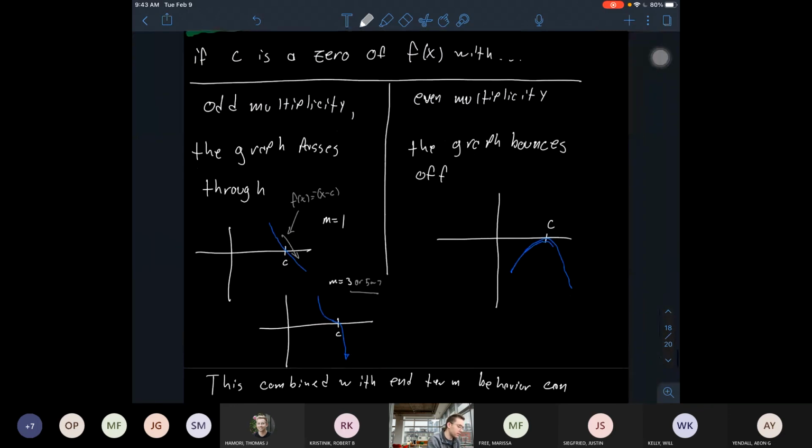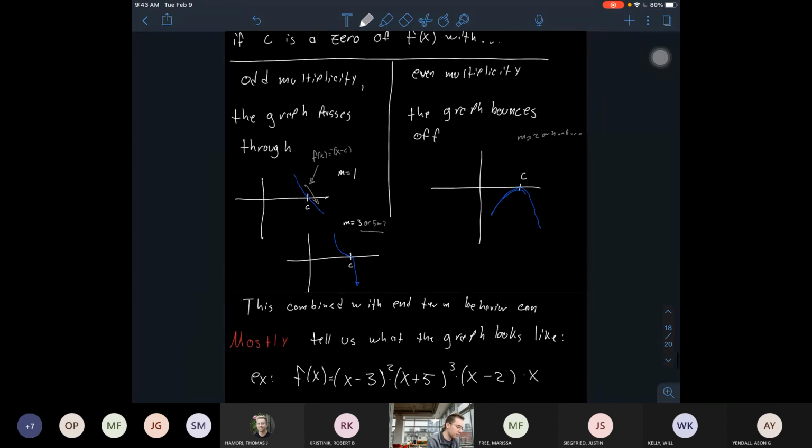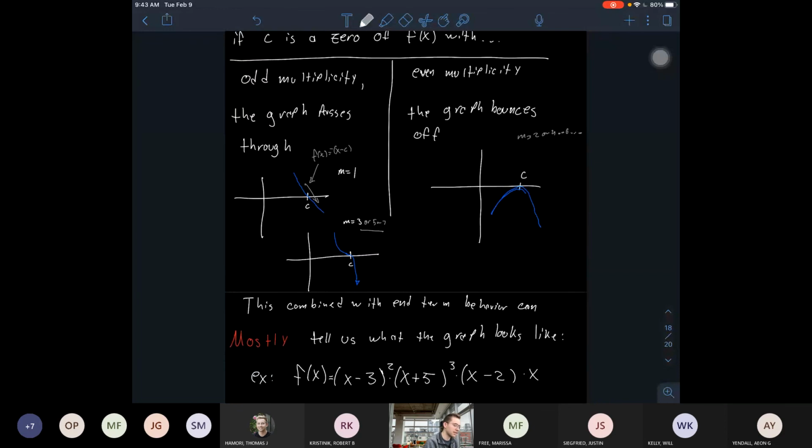And if c is a 0 with even multiplicity, then we're going to see this kind of bouncing behavior. So if we have a double root or a quadruple root or a sextuple root, that's kind of fun to say, if we have m equals 2 or 4 or 6, even numbers, then we're going to see this bouncing behavior. What we know is that this combined with end behavior can mostly tell us what the graph is going to look like. We're going to at least be able to say where the graph is above the x-axis and where it is below the x-axis.